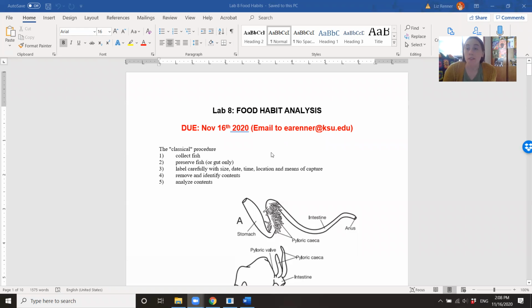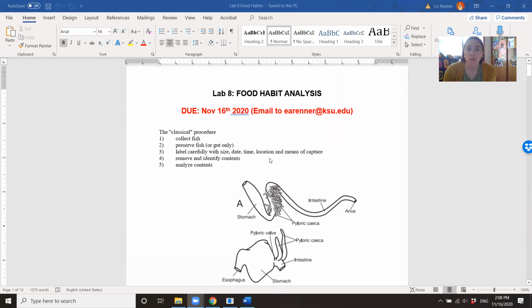The first step is to collect your fish via electrofishing, seining, what have you. And then you need to preserve the fish. You can freeze them, or you can fix them in formaldehyde or ethanol, any preservative, and you can do either whole fish or just the guts only. You always want to make sure that you're carefully labeling them with your size, your date, your time, the location that you collected them, and the means of capture, whether that was electrofishing, seining, trap netting, what have you.